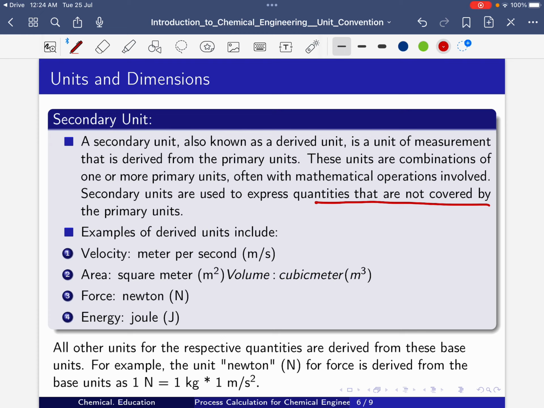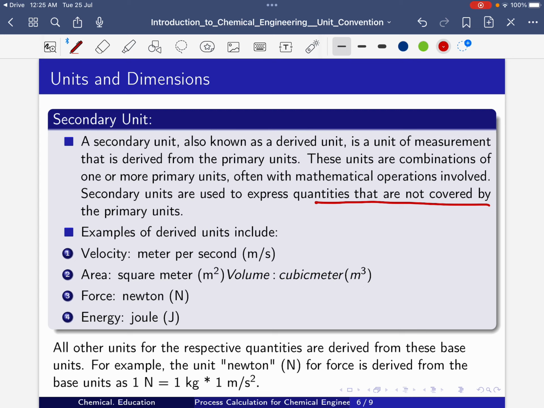Like velocity. Velocity is meter per second, meaning how much distance is covered per second, that is 1 meter per second, and that is velocity. Area is length square, meter square. Volume is length cube, meaning cubic meter. Force is newton, and energy is joule. So many more derived units are there. All other units for the respective quantities are derived from the base units.